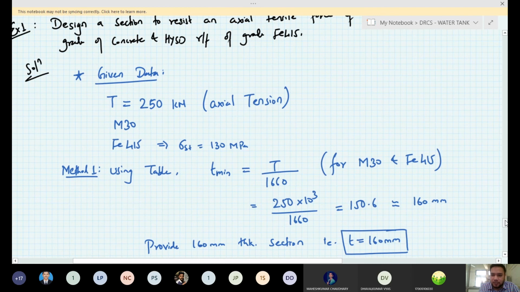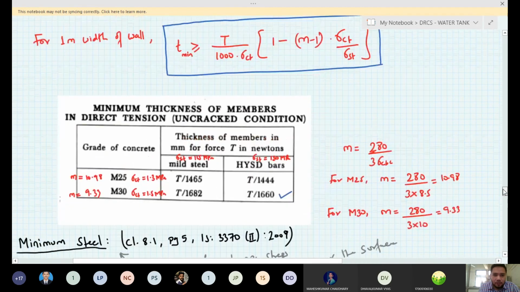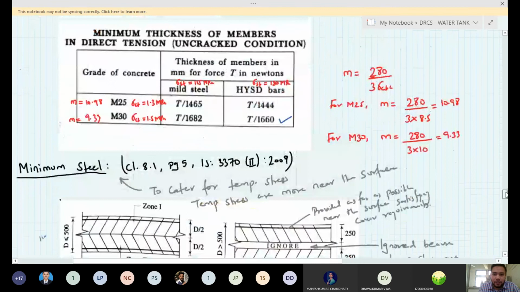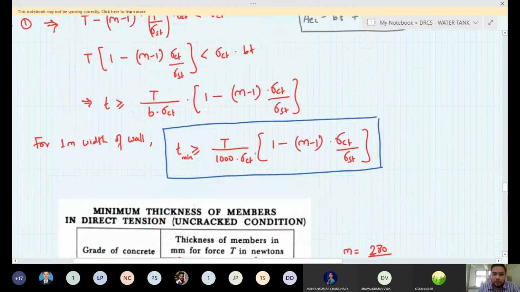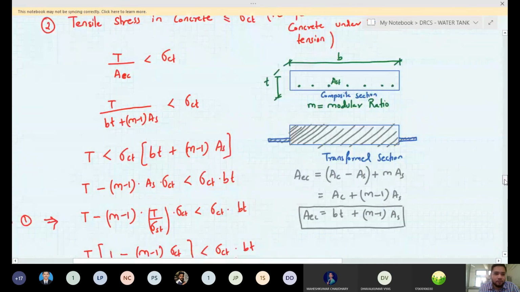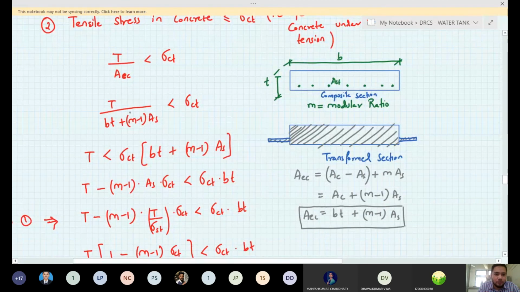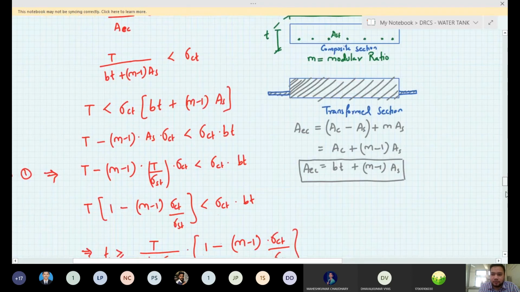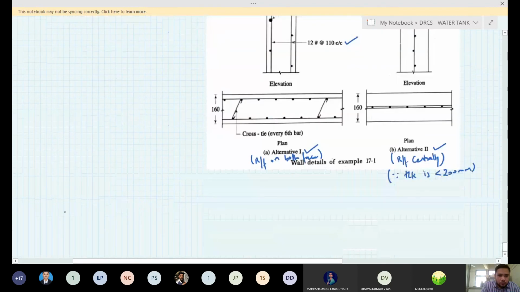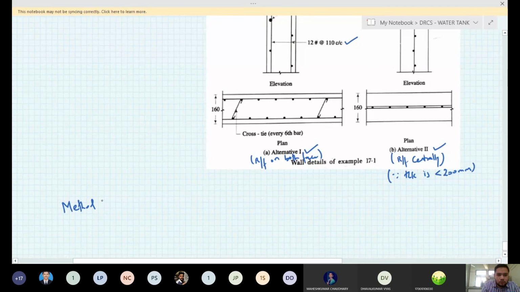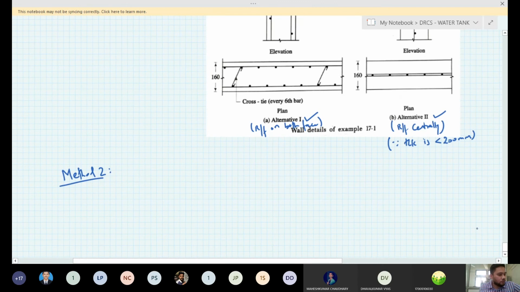Another method is to find the area of the steel, and then you find the thickness by putting the values here. From this you can get the thickness. So in method 2 we first find AS. Either of the methods you can use.